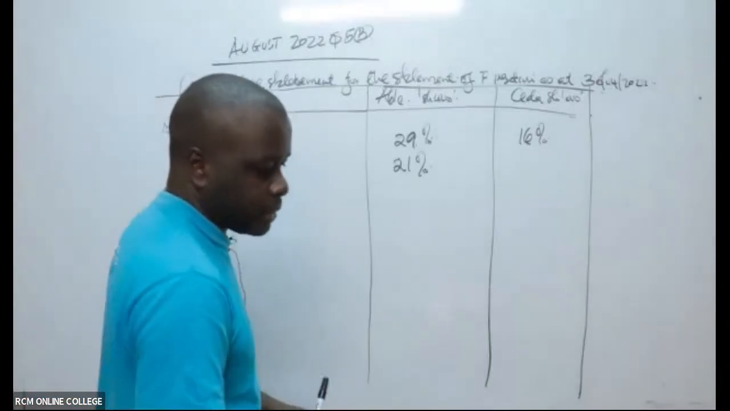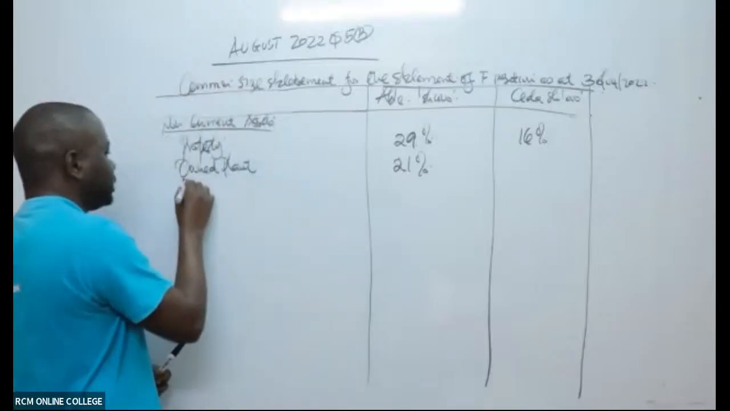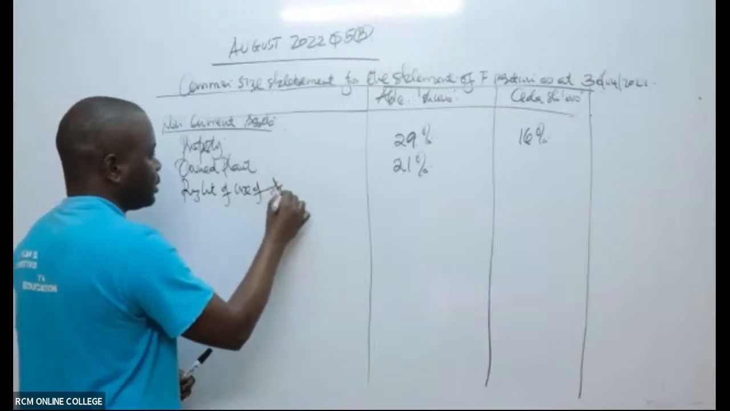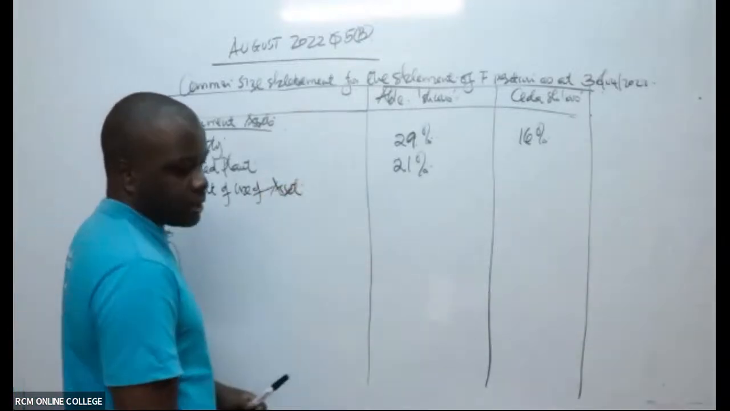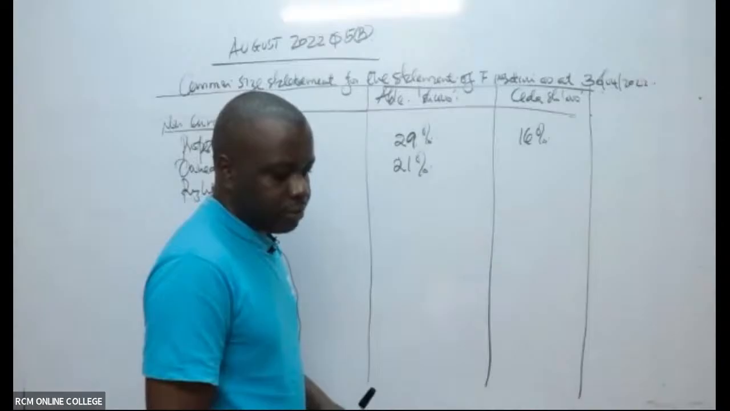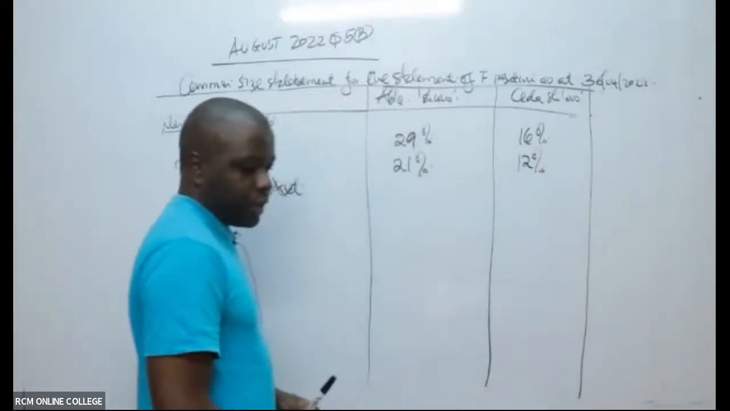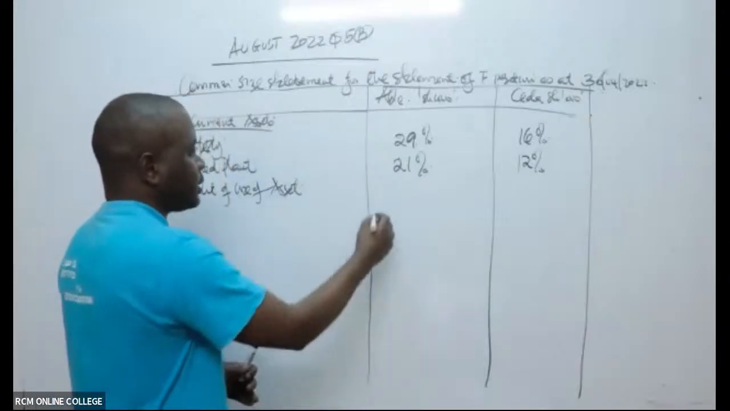So the next item is right of use of assets. I can see you're saying 12.1%, so you can do 12%. What about the right of use of asset for the other side?